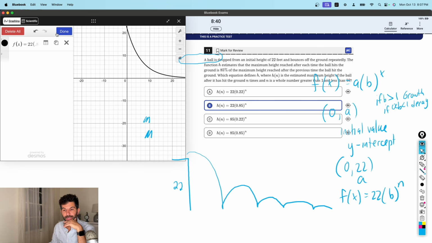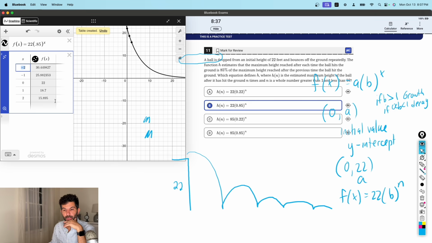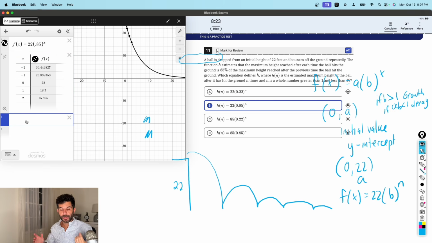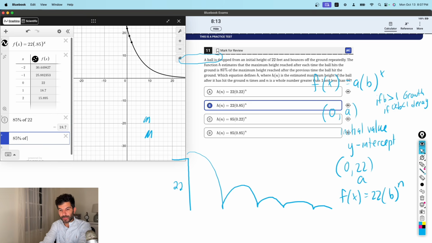But more importantly, if I hit the gear wheel and then hit table, this will give me some values I can play around with. So I know that when I release it, I'm 22 feet on some suspended surface. And then every time it bounces, it loses 85%. So what we could do is say 85% of 22, and we get 18.7, which is exactly what I get here. If I wanted further confirmation, I could do 85% of 18.7, and you get 15.895. So this further validates it. This confirms it for me. I'm really, really happy about that, and I'm going to go with choice B.